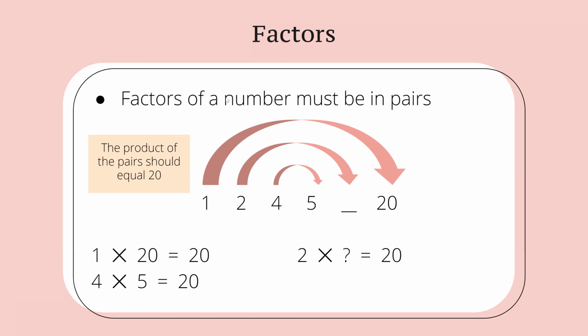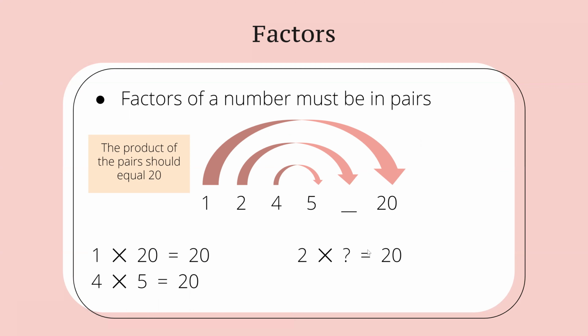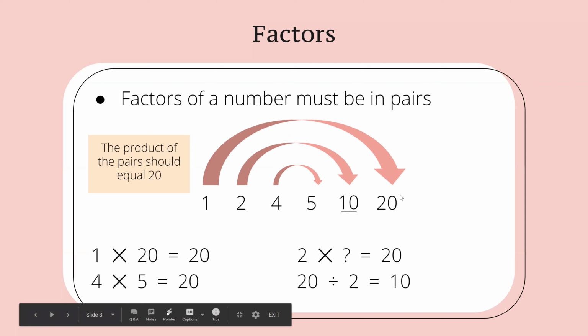Like we said, factors of a number must be in pairs, and the product of the pair should equal 20. We have 1 times 20 is 20, and we have 4 times 5 is 20. But we are missing a pair for 2. 2 times what equals 20? Here we can use division to find that number. 20 divided by 2 equals 10. Therefore, the missing number in our factor list is 10. We can see that 2 and 10 are a factor pair because 2 times 10 equals 20.